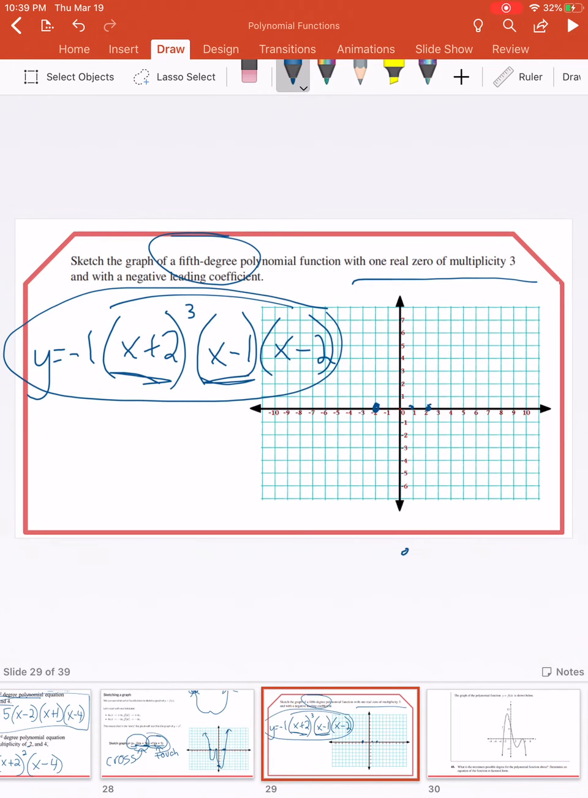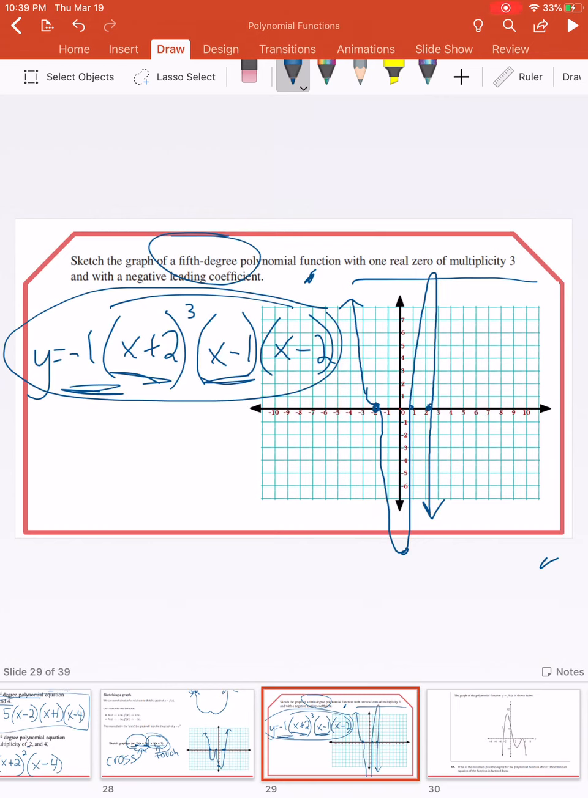All right, so when we look at our graph, because we have a 5th degree polynomial and we have a negative leading coefficient, our end behavior is going to be from quadrant 2 to quadrant 4. So I need to start somewhere in quadrant 2. Because I have a multiplicity of 3, when I cross here, I'm going to bend as I cross. I'll go down to that y-intercept and then cross between these two other x-intercepts. So my graph's going to look something like that.